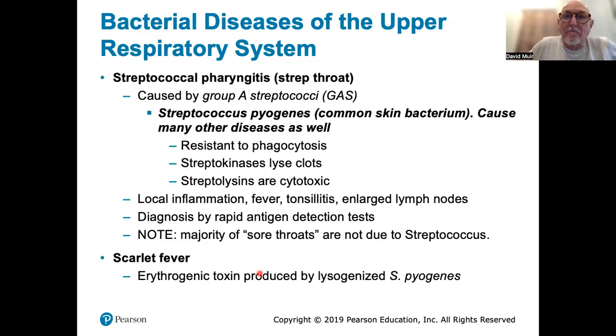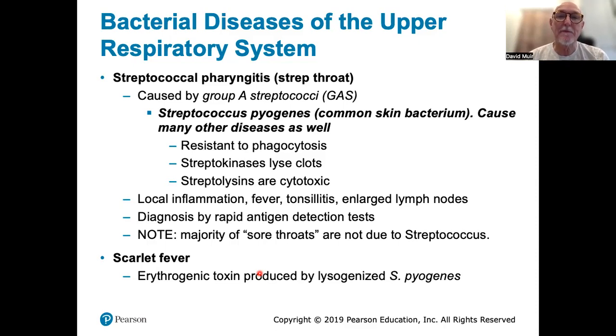Okay, so let's have a look at some of the specific infections, some of them extremely important and some of them extremely dangerous. These are bacterial diseases of the upper respiratory tract, from the larynx on upwards. So the most common thing is pharyngitis. And the one organism of particular interest in pharyngitis is Streptococcus, most commonly Streptococcus pyogenes.